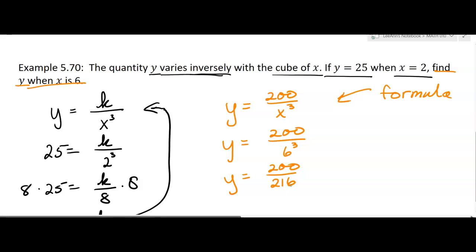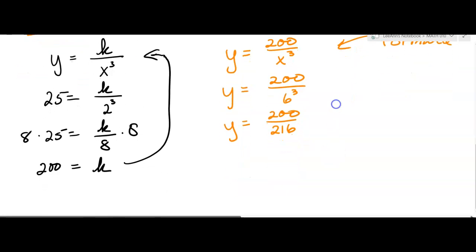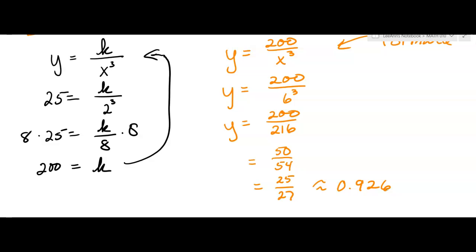Now, they might want this as a decimal, or they might want it as a fraction. If I divide by 4, I get 50. How many times does 4 go into 216? 216 divided by 4, 54 times. Oh, I guess I could have divided by 8. My bad. So 25 over 27. There it is as a fraction. If you want it as a decimal, it's going to be some repeating decimal. I'm going to get approximately 0.926. Sometimes they'll tell you to round to the nearest hundredth or thousandth or something like that.